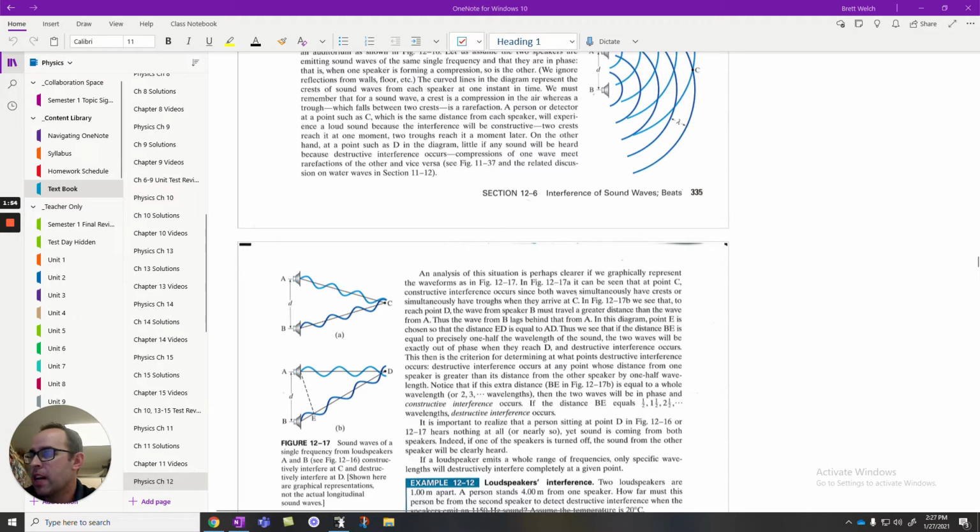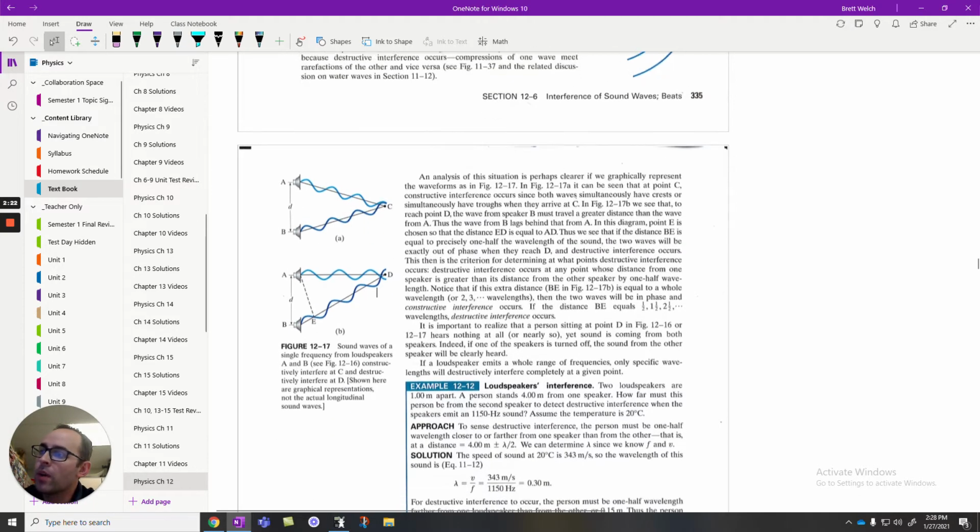Anyway, you can see a couple of models here where A and B come together at point C in a constructive way, meeting at a crest. And then we can see an example at point D where they're meeting destructively, where one's at the top of a crest and one's at the bottom of a trough. They're going to cancel each other out, and that's going to lead to less noise there.